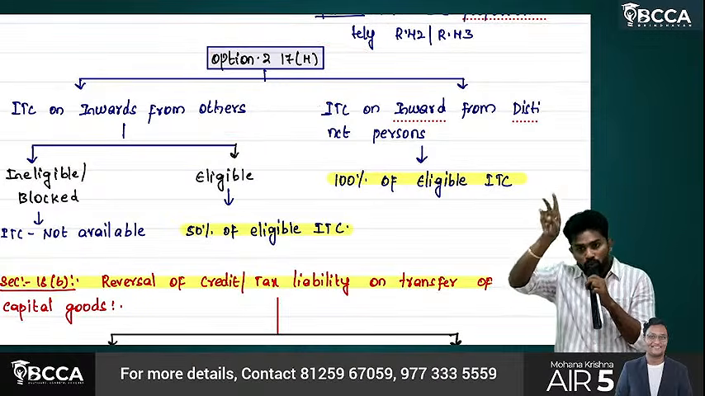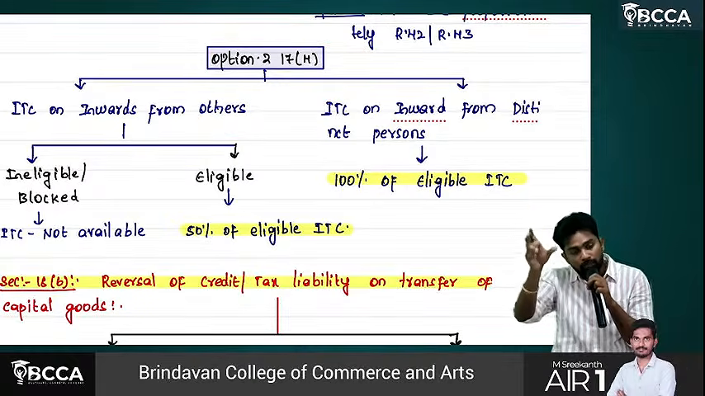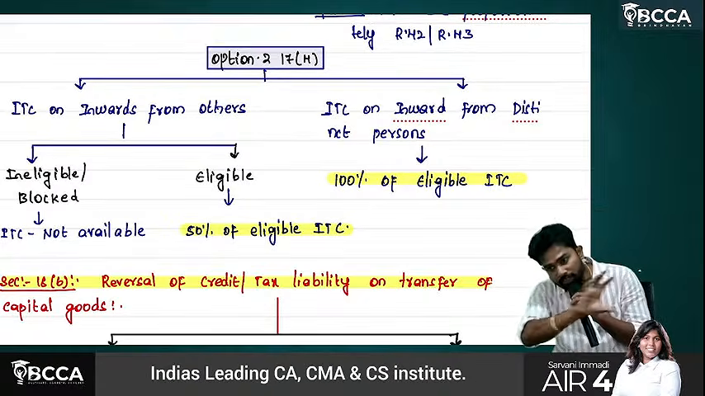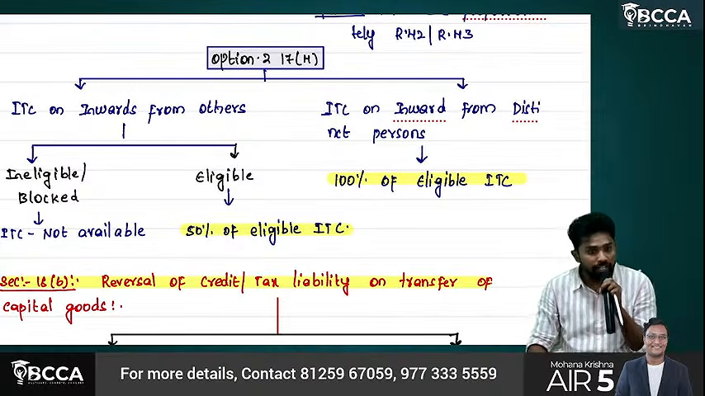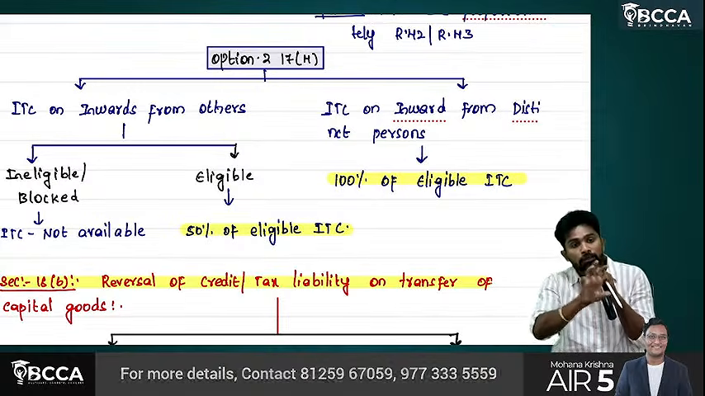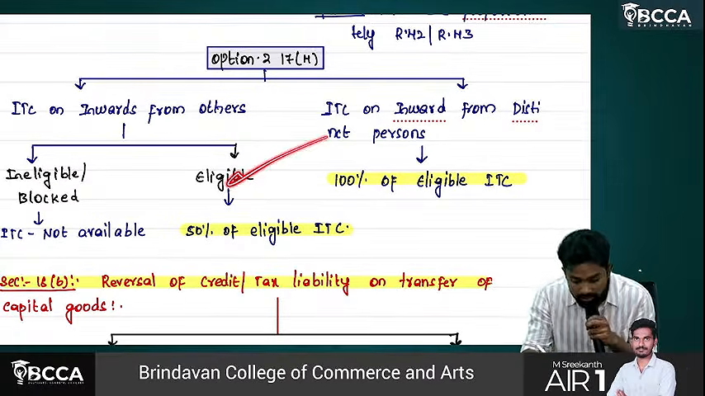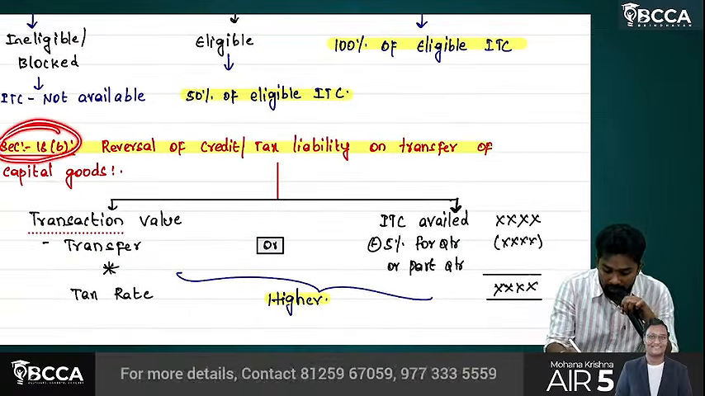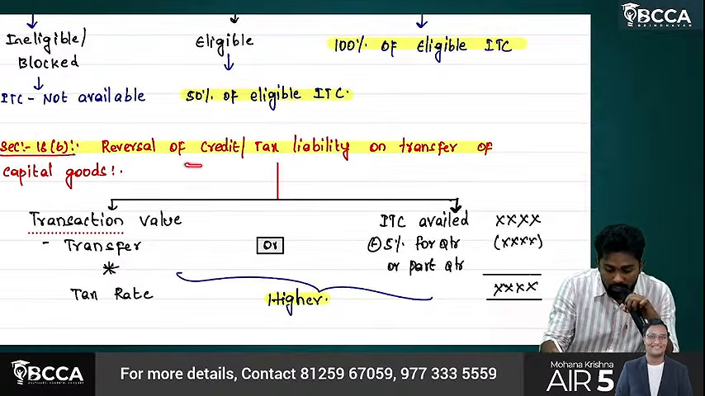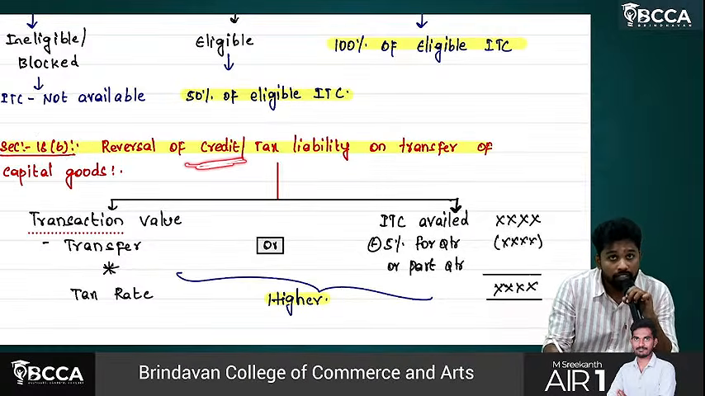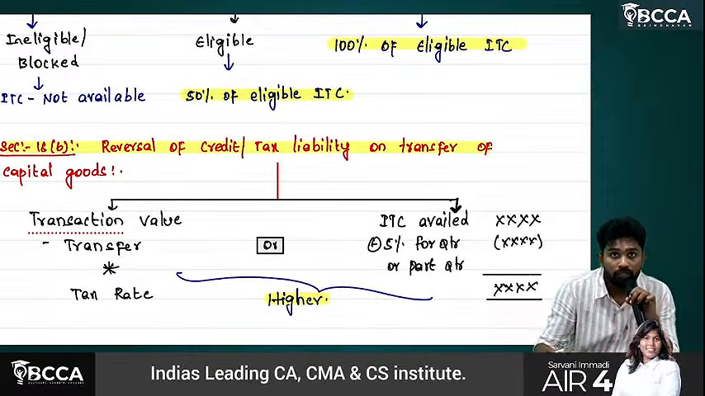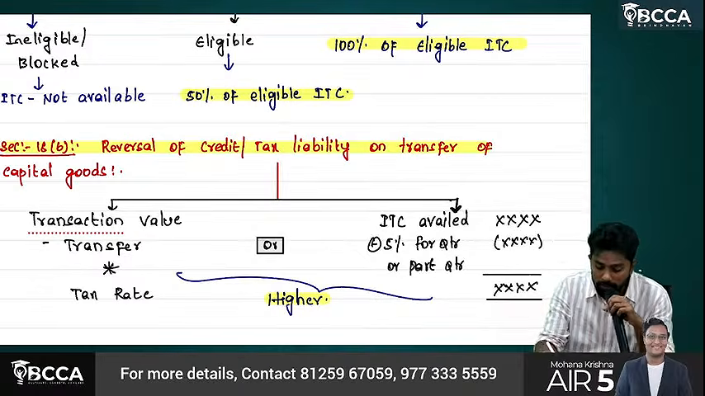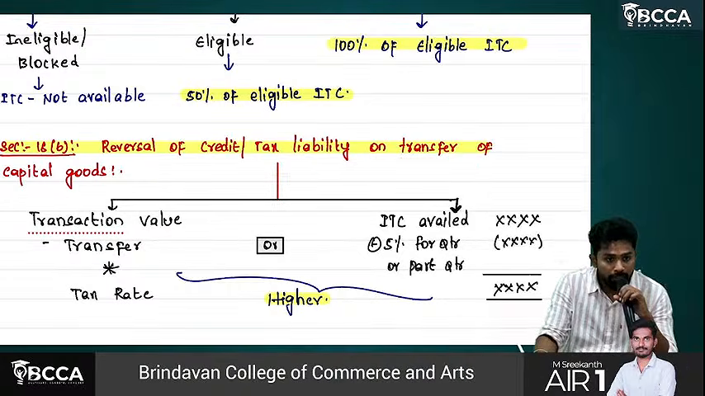Either they can follow rule 42, rule 43, that whole format, and reverse. Or the other option is this one. From their distinct persons, they can avail full ITC. From outsiders, eligible ITC into 50% can be availed. Then this is from 18 subsection 6, sir. This is about reversal of credit, tax liability on transfer of capital goods.